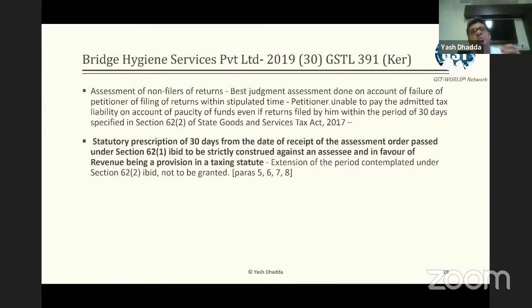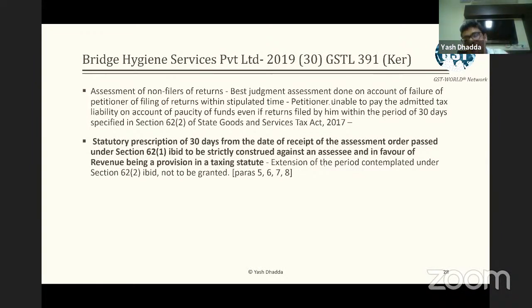The assessee went to the High Court, requesting that my lordship, I have complied with all the substantive provisions of the law. I paid the tax, I have also filed the return, only there is a delay of 3-4 days. Please condone that delay and please ask the officer to withdraw the order. The High Court said that the time limit of 30 days is written in the provision. As a judiciary, we cannot rewrite the provision. The assessee is duty bound to comply with it, and hence, if you have not filed the return within 30 days, unfortunately that order cannot be withdrawn. Meaning thereby, the best judgment order will stand. If you don't agree, go to the first appellate authority and file an appeal against it.